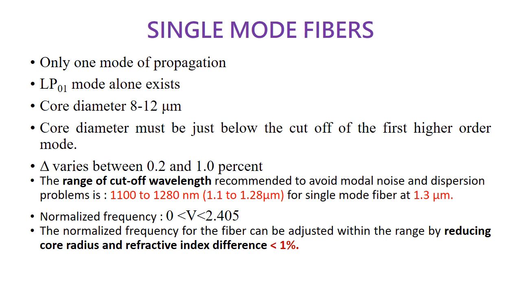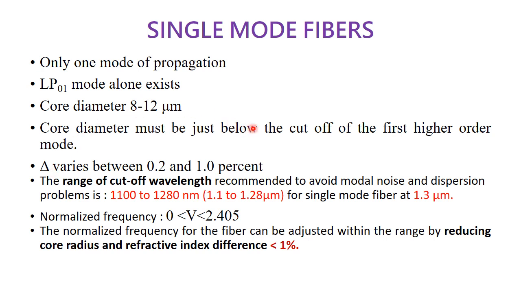In that mode, it is also called the linearly polarized mode, that is the LP01 mode. The single mode fiber has a core diameter of 8 to 12 micrometer, and the core diameter must be just below the cutoff of the first higher order mode. One more parameter is the relative refractive index difference, which varies between 0.2 to 1%.